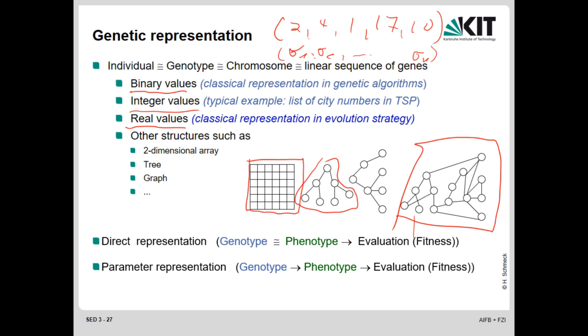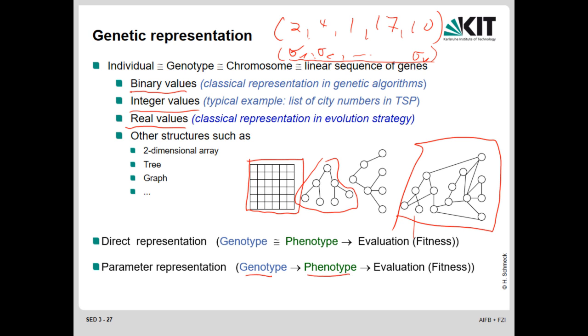Sometimes you have a parameter representation. As I said, maybe you have just here real values for modifying priorities, and then you still have to apply that heuristic, for example, earliest deadline first, modified by those real values in order to generate the schedule, which then can be evaluated. So then you have a mapping from the genotype to the phenotype, and that can be evaluated.